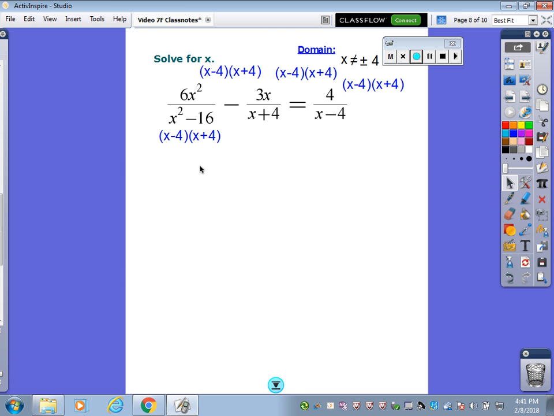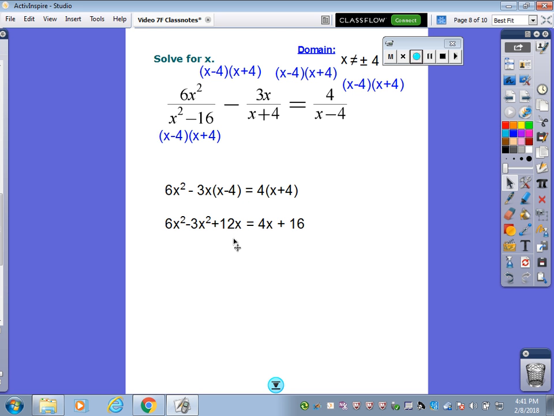Alright, so what's left? Here, my common factors are both of them, so both of them cancel out, which leaves me with 6x squared. Missing a step here. There we go. Here, don't forget this is a negative, a minus. Here, my common factor is x plus 4, leaving me with x minus 4. And here, my common factor is x minus 4, leaving me with 4 times x plus 4.